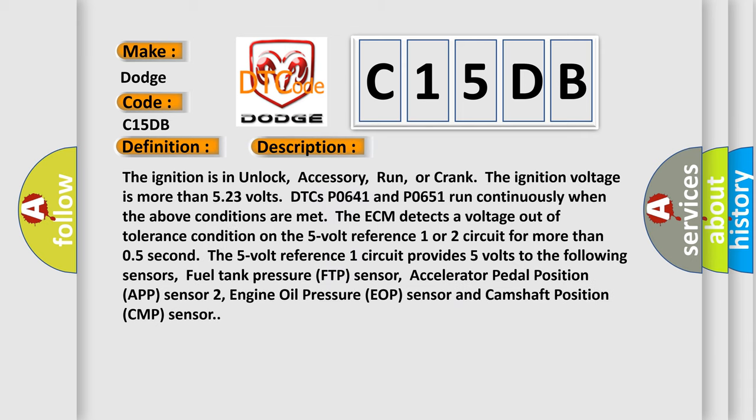The ignition is in unlock, accessory, run, or crank. The ignition voltage is more than 5.23 volts. DTCs P0641 and P0651 run continuously when the above conditions are met. The ECM detects a voltage out of tolerance condition on the 5 volt reference 1 or 2 circuit for more than 0.5 second. The 5 volt reference 1 circuit provides 5 volts to the following sensors: fuel tank pressure FTP sensor, accelerator pedal position APP sensor 2, engine oil pressure EOP sensor, and camshaft position CMP sensor.